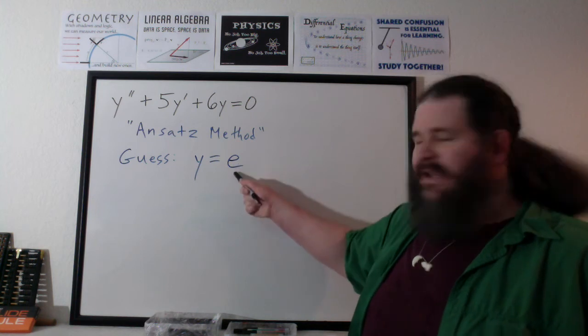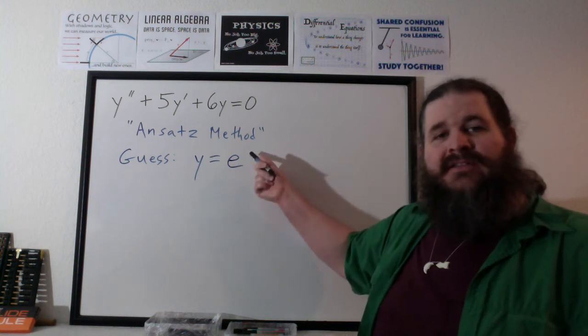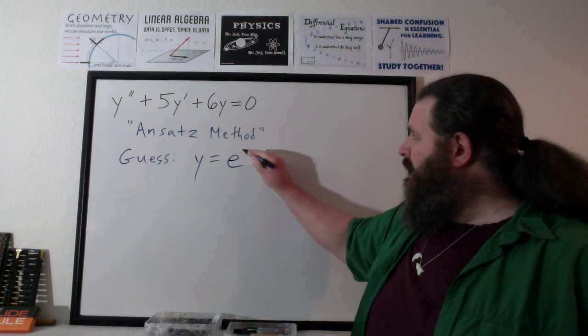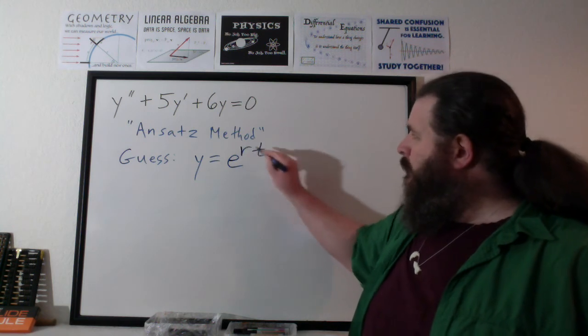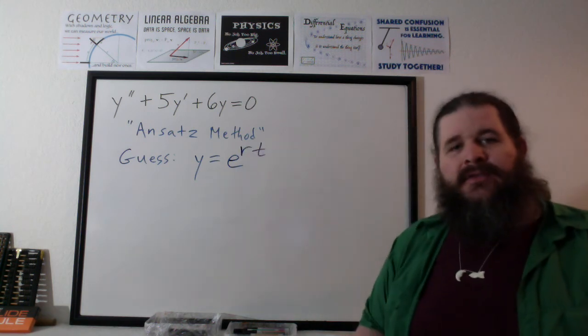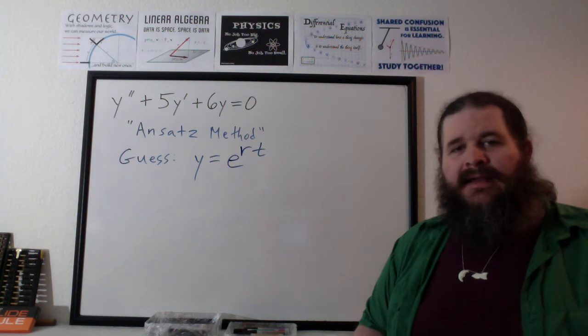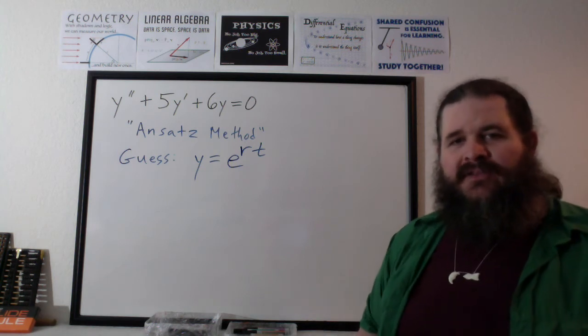But it's not just going to be e to the t. Presumably it's going to be e to the something t. So let's say e to the rt, where r is some unknown parameter. This will allow some flexibility, and ideally we want to figure out what r is.